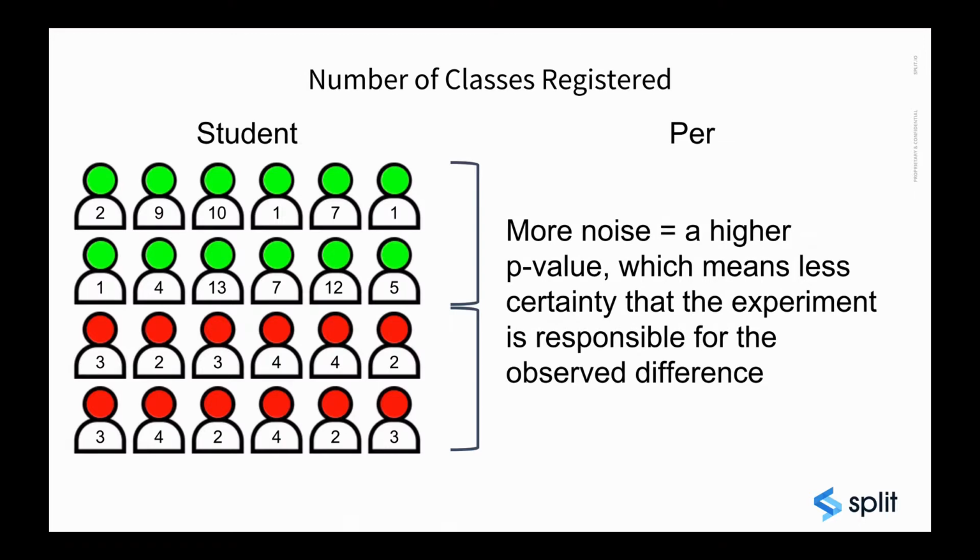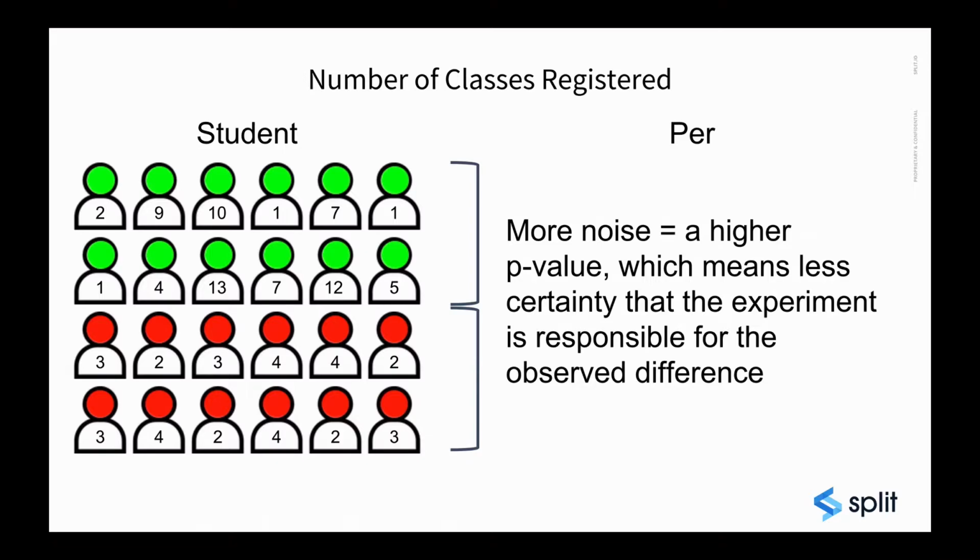On the other hand, again, 72 on and 36 off, but with way more noise because we've got users at 1 and users at 13 and 12. It gives us a higher p-value, and that means less certainty that the experiment is what's responsible for the difference we're observing.